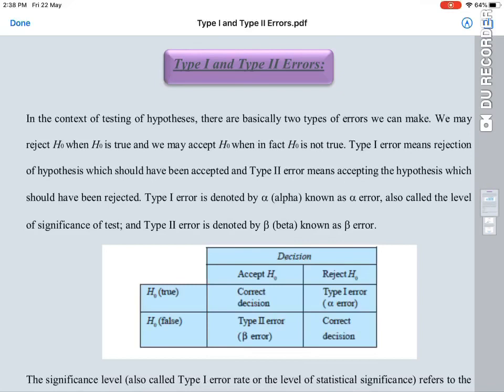We are going to start with type 1 and type 2 errors today. We have seen what is hypothesis and how to write a null hypothesis and alternate hypothesis in the previous session. So let us now see the types of errors, which is necessary for us to understand when we are solving hypothesis testing. So let us begin.